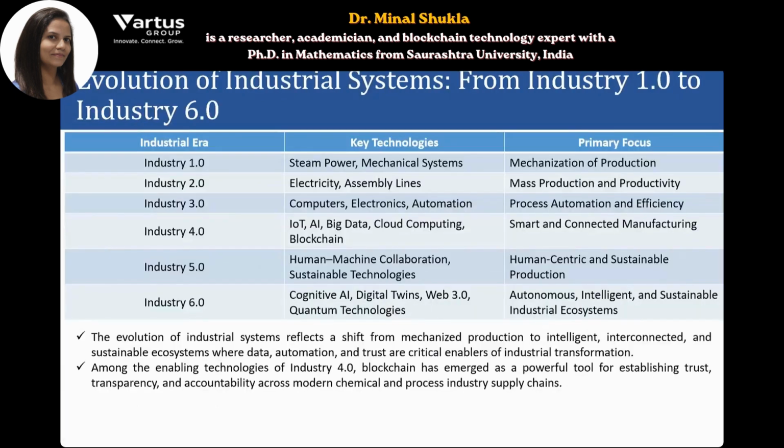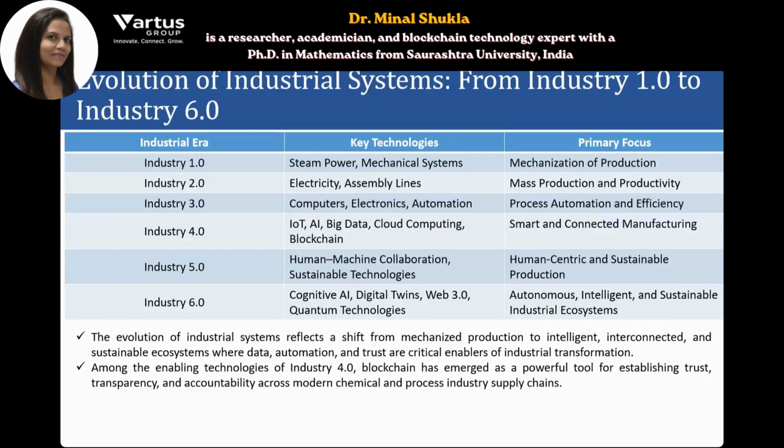So based on that, the industries are evolving drastically. So the evolution of industry systems from Industry 1.0 to Industry 6.0. For example, we had the technologies of steam power and mechanical systems, mechanization of production. Then Industry 2.0 came with electricity, assembly lines, and mass production, and productivity started. Later on, it came with Industry 3.0, where computers, electronics, and automation came. Process automation and efficiency was the primary focus in that part.